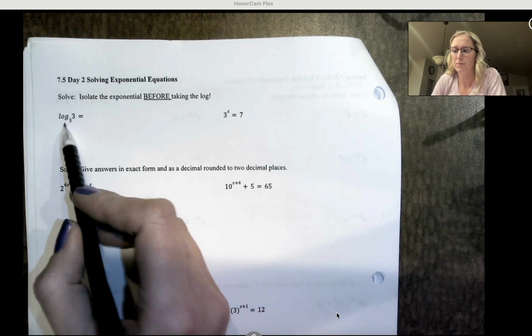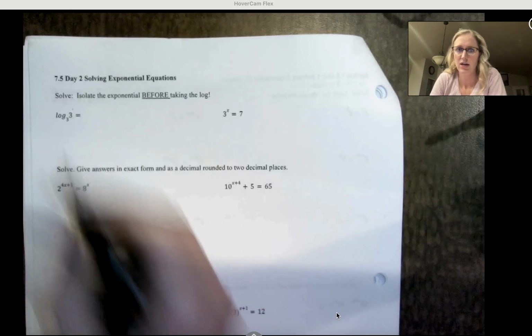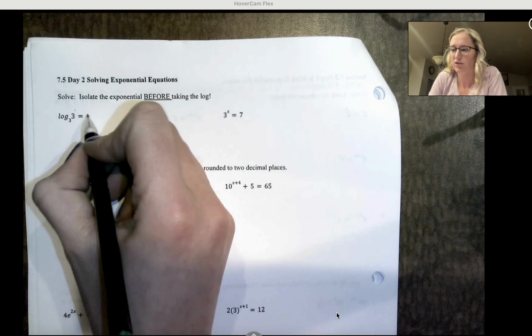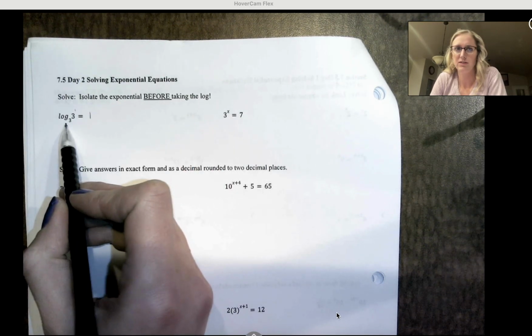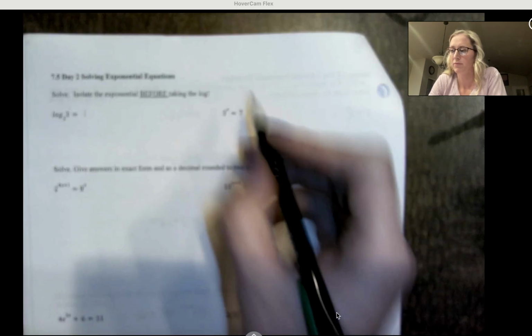So remember, log base 3 and an exponential base 3, those are going to cancel each other out. The other way I can think about this is 3 to what power equals 3? Well, 3 to the first equals 3.